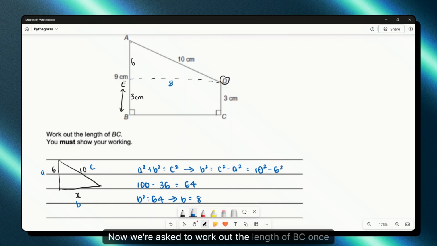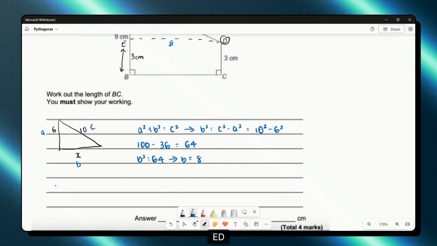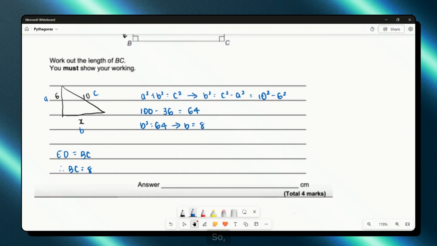Now we're asked to work out the length of BC. Once again, in a rectangle, ED, we can write this down, in a rectangle, ED is equal to BC. And we just worked out that ED is 8, therefore BC is also 8. So final answer, BC is equal to 8 centimeters.